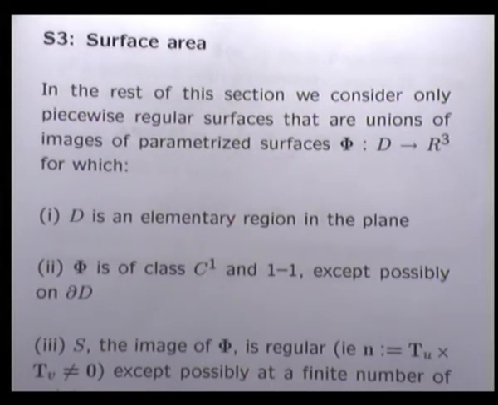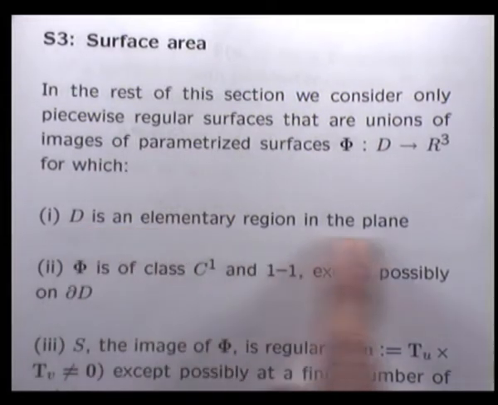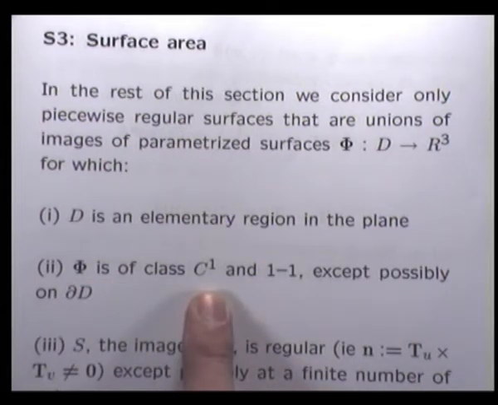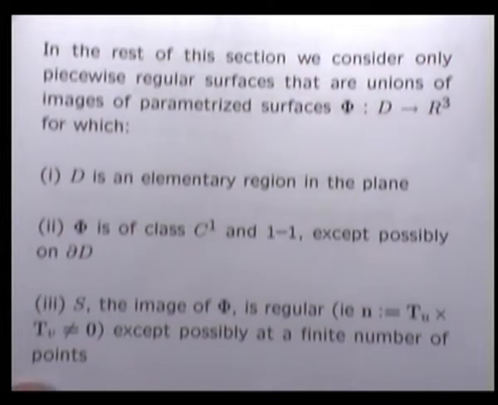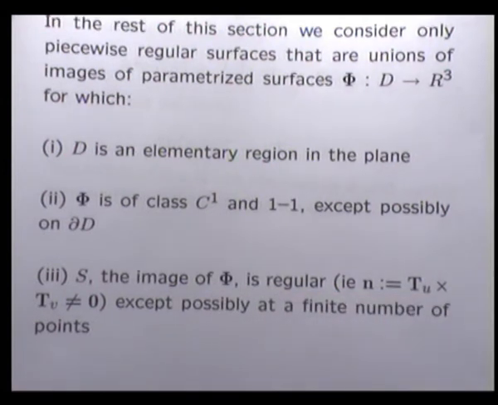Throughout we make the following assumptions. We assume that the domain of our parameterization is an elementary region in the plane. The parameterization itself is nice and smooth and one-to-one, except possibly on the boundary of the parameter domain. And the surface itself is so-called regular. In other words, the cross product of the tangent vectors is non-zero, except possibly at a finite number of points.